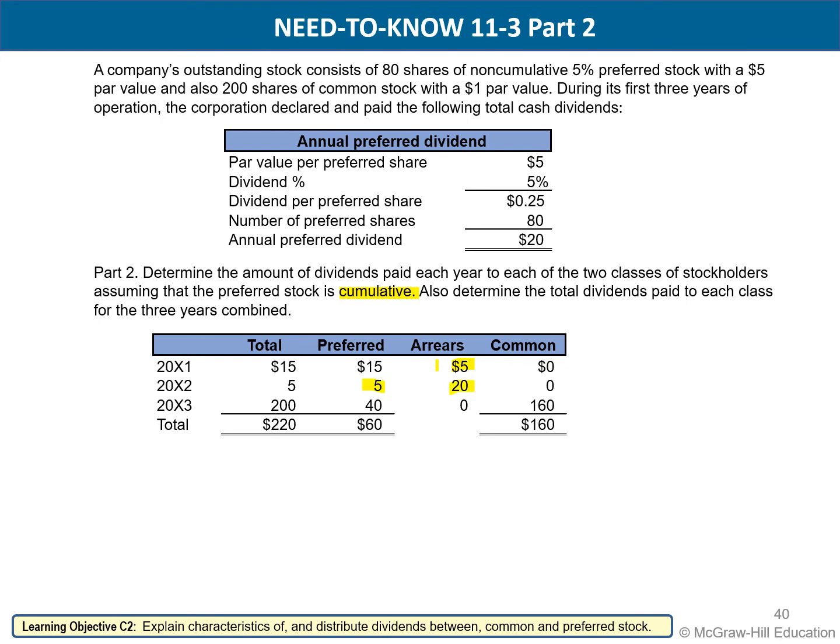Because we should be paying them $20 each year. So we paid them only $15 in year 1, so we had $5 in arrears. We paid $5 in year 2, so effectively we paid the arrears, but we didn't pay any of the $20 for year 2, so we have $20 in arrears. And then in year 3, we paid $200, so we're going to pay them both the $20 in arrears plus the $20 for the current year. And then we're going to pay the other $160 to the common stockholders. Okay?